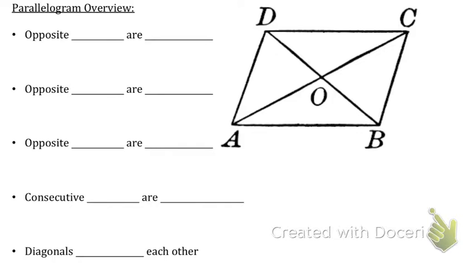What's one thing we know about opposite blank? Opposite blank or blank, opposite blank or blank, opposite blank or blank, consecutive blank or blank, diagonals blank each other. Someone give me one of these. Opposite angles are congruent. Cool beans. Opposite angles are congruent. Let's mark that on our picture.